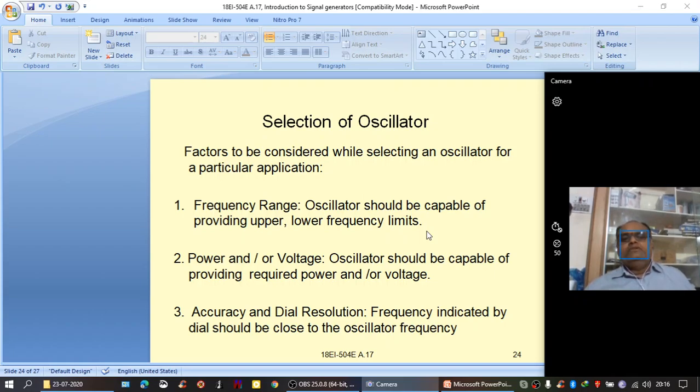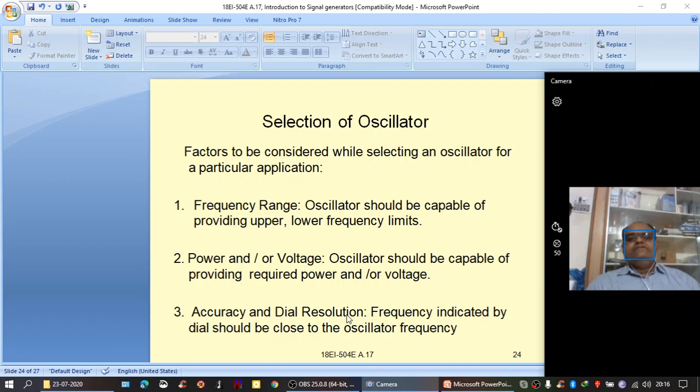Second one is power and or voltage. Oscillators should be capable of providing required power or required voltage. In addition to the frequency range required by the user, we have to check whether the oscillator circuit is producing a signal with sufficient power or sufficient voltage level or not. Based on that, we have to select the oscillator.